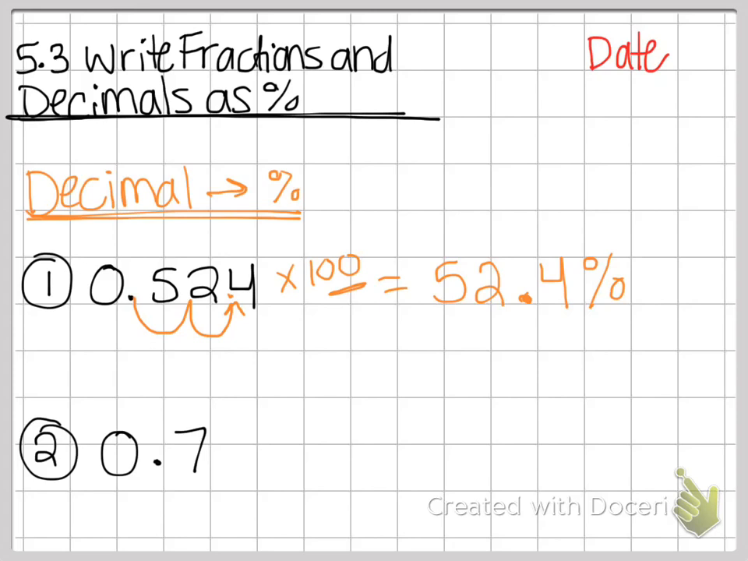Same thing here, multiply it by 100, move the decimal twice, once, twice, now it goes there, and you can put a placeholder 0 in that place value. So now 7/10 is the same as 70%.